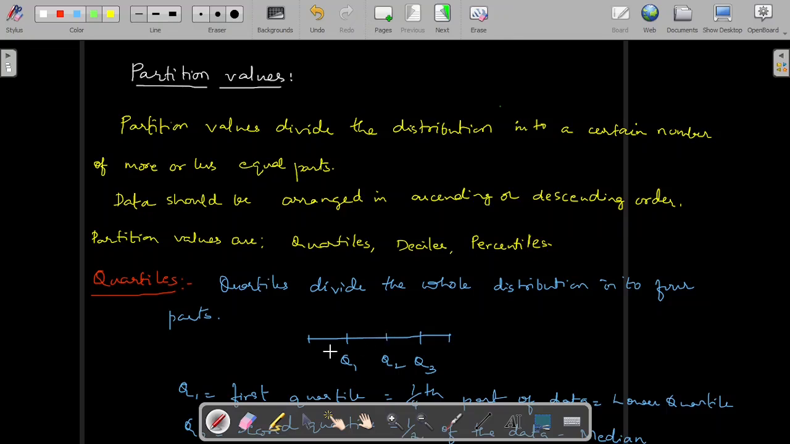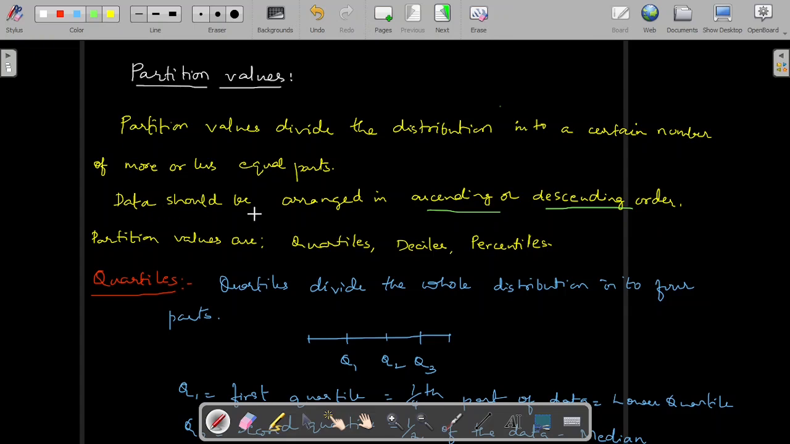Hello everyone. In this video, I am explaining what partition values are and the types of partition values. When we want to refer to a part of data, we use these partition values. These partition values divide the distribution into a certain number of more or less equal parts. To find these partition values, we first need to arrange the data in ascending or descending order.